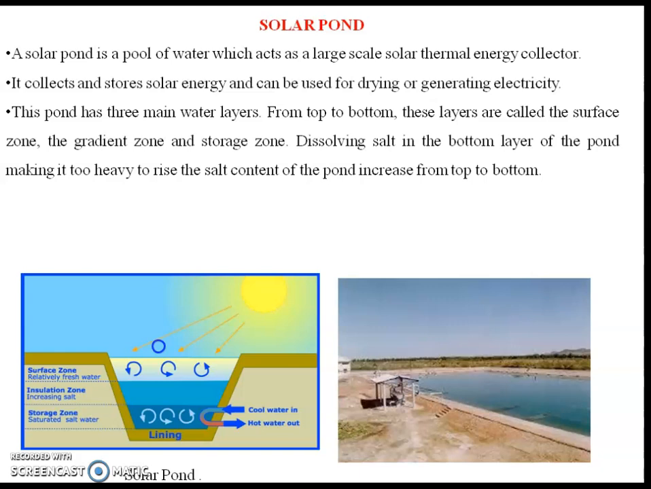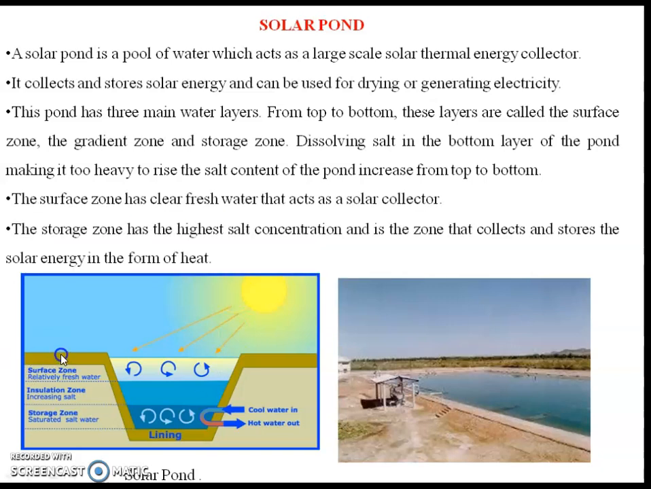Here the surface zone has clear fresh water and acts as a solar collector. The storage zone has the highest salt concentration and is the zone that collects and stores the solar energy in the form of heat. Finally, the gradient zone separates the upper and lower zones. Here the salt concentration increases as the depth increases.